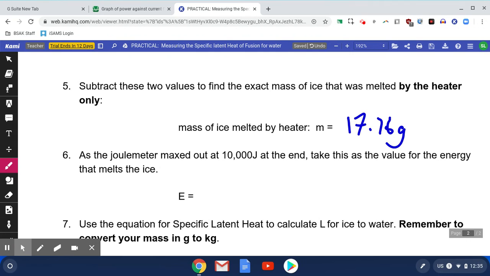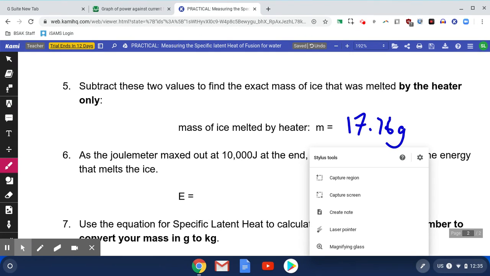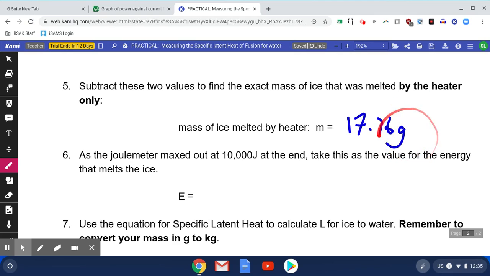Okay. Now you might notice that, because I've written down the units, I can see it's not a standard unit. So what I would do here is get that into standard units. The standard unit of mass is the kilogram. So I'm going to divide this by 1,000, aren't I? 0.01716 kilograms. So that's the mass of the ice melted by the heater only.